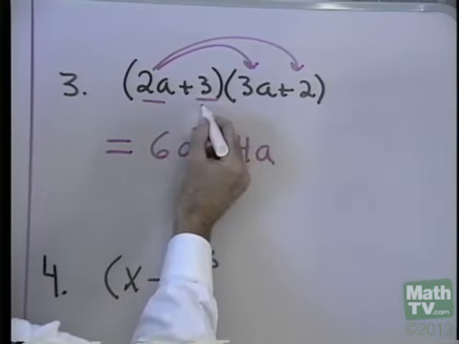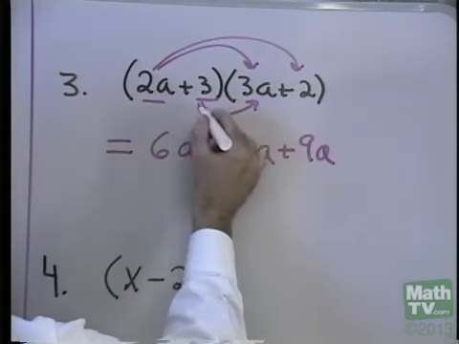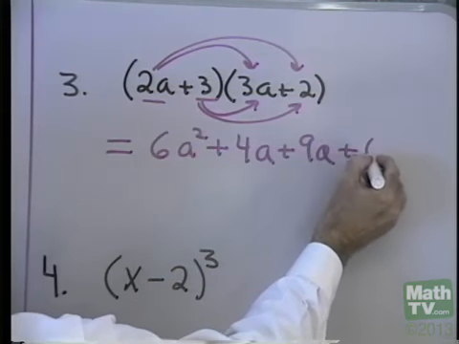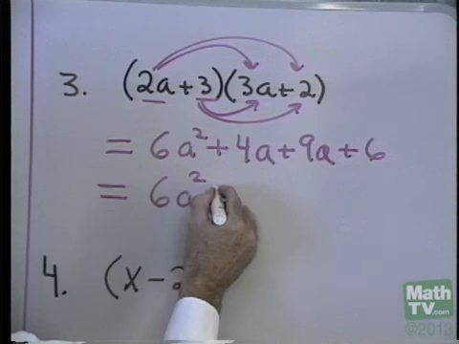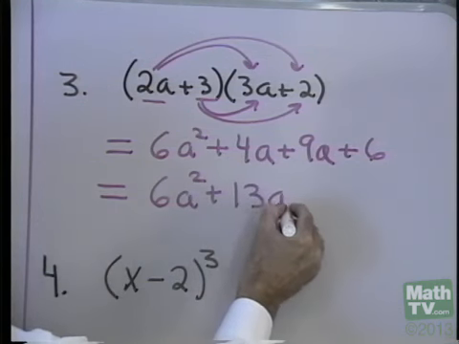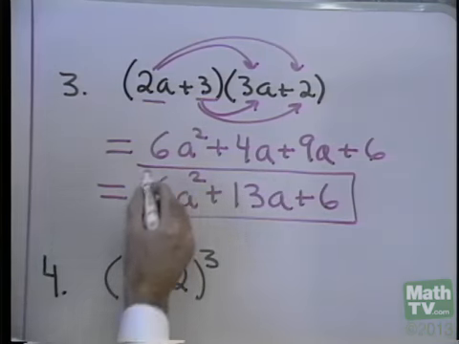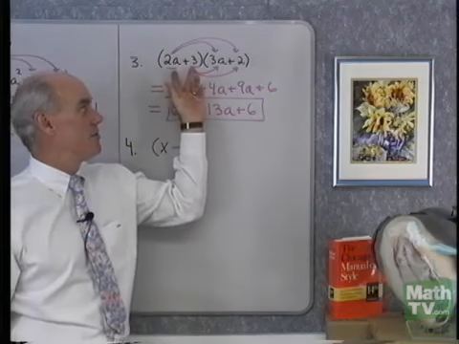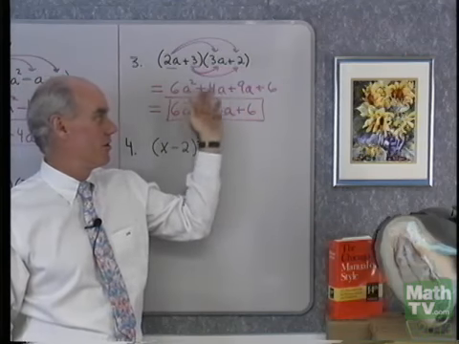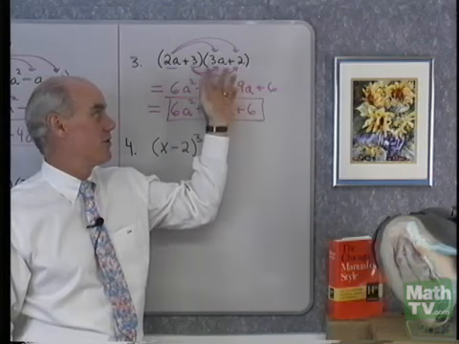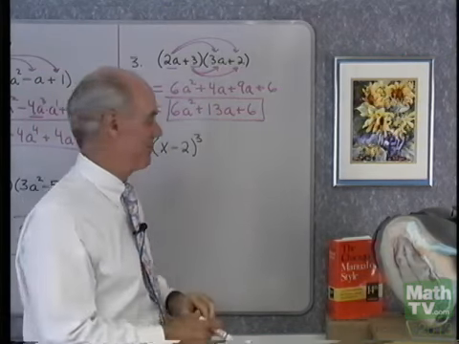Now I'll move to this term and multiply 3 times 3a. That will give me 9a. And then 3 times 2, that will give me 6. Now combining similar terms, I have 6a squared plus 13a plus 6. So here I've multiplied each term in the first polynomial with each term in the second polynomial sort of in a linear method or in a straight line like this. I could have used the column method that I used on the previous example also. Let's try one last problem.